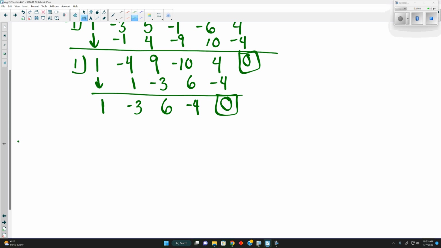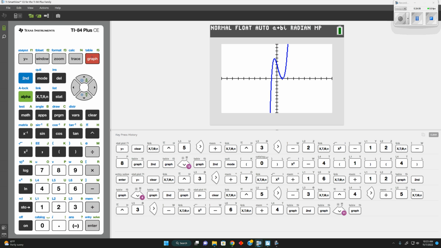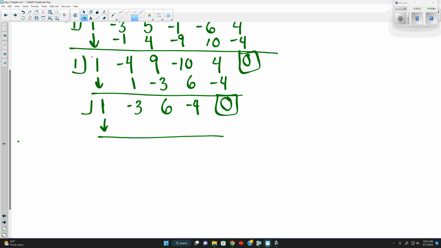What other number could we try? Let's look back at the graph. At -1, it definitely does cross. Does it cross at 1? Possibly, possibly not. Let's try +1 one more time. Because if it doesn't cross, it's going to occur an even number of times.